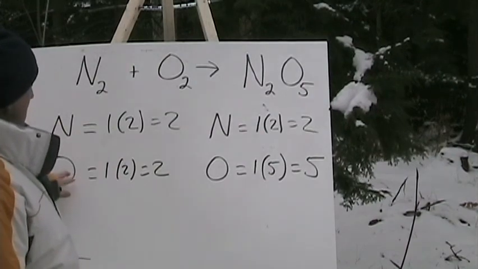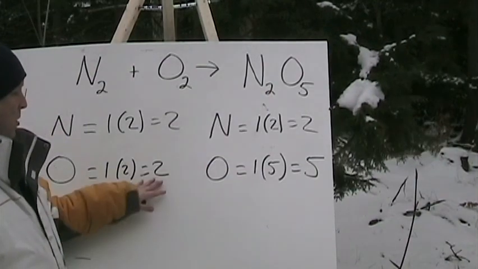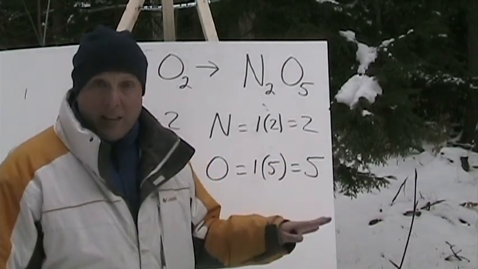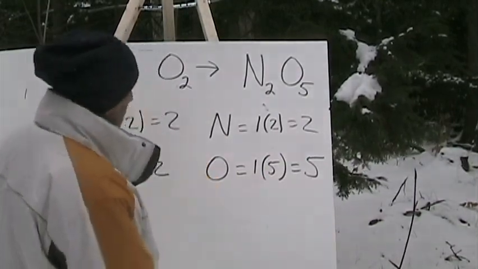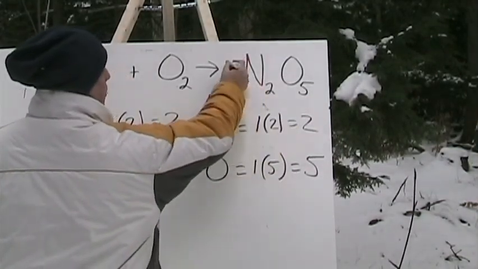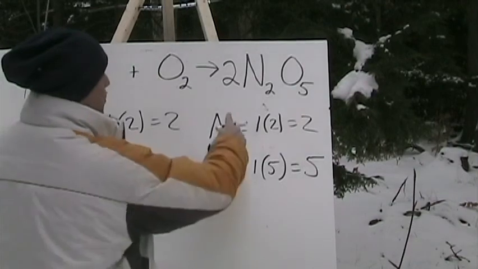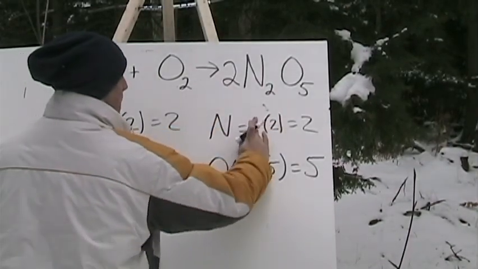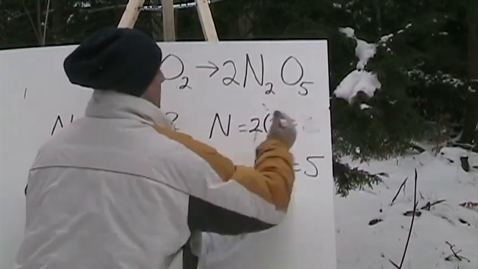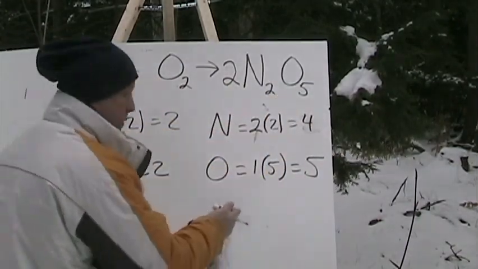So, you can see here, our oxygens, we have 2 on the reactant side and 5 on this side. So in order to get to the lowest common multiple, remember what I said, 2 times 5 is 10, lowest common multiple is 10. So, what times 5 equals 10? Here's our 5, we have to put our coefficient of 2 up here. So, that changes some things for us. Now we have 2 times 2 is 4 for our nitrogens. There's our 4, but now it's 2 times 5 is 10.